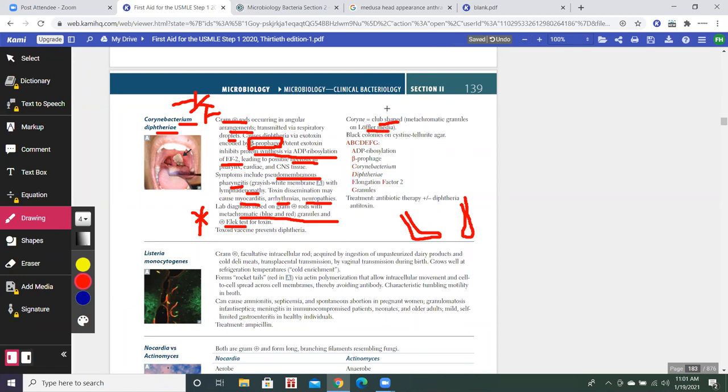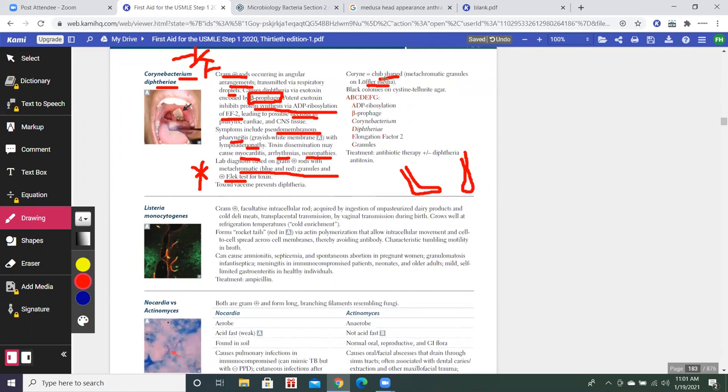Is there any other media for Corynebacterium diphtheriae which we studied before? Any other media? Tellurite agar, very good. So you will see black colonies on tellurite agar and club-shaped on Loeffler's medium. The most commonly tested thing here is the toxin. The fact that it inactivates elongation factor 2 will be asked 60 to 80% of the time. And also the identification by metachromatic blue granules for Corynebacterium diphtheriae.